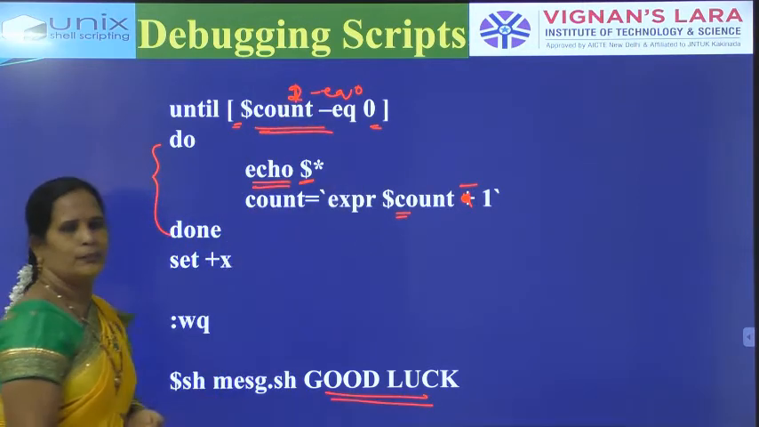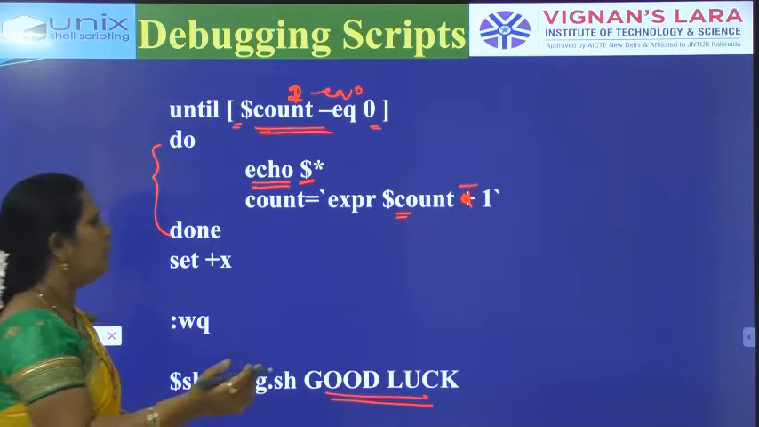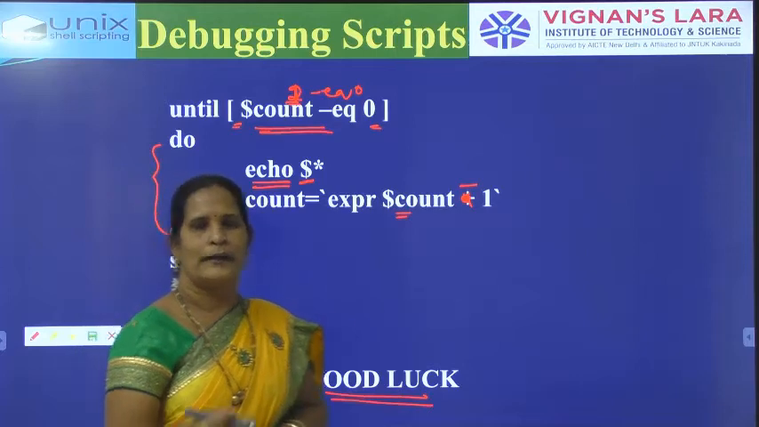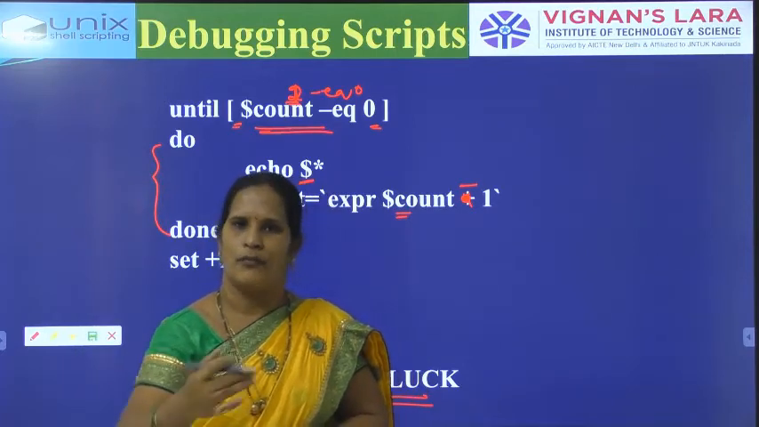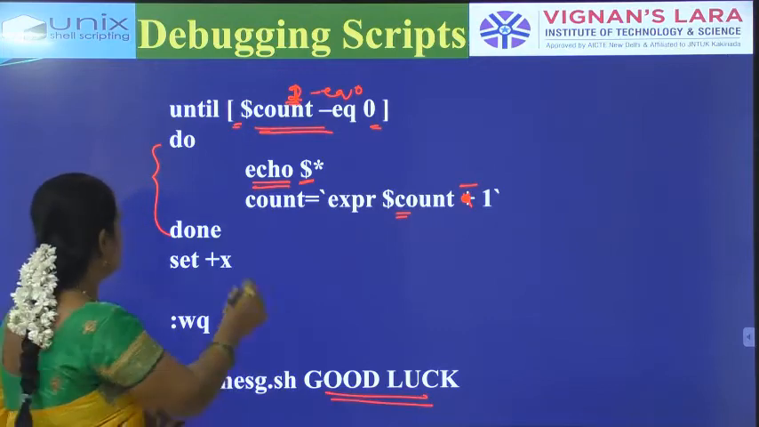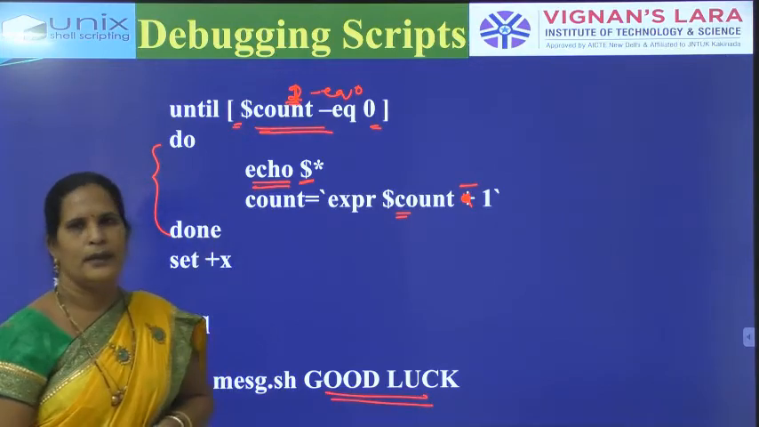Okay, $count equal to 0. Now the value of count is 1, and 1 is equal to 0. Again the condition returns a false value. Then the statements specified between do and done are executed.